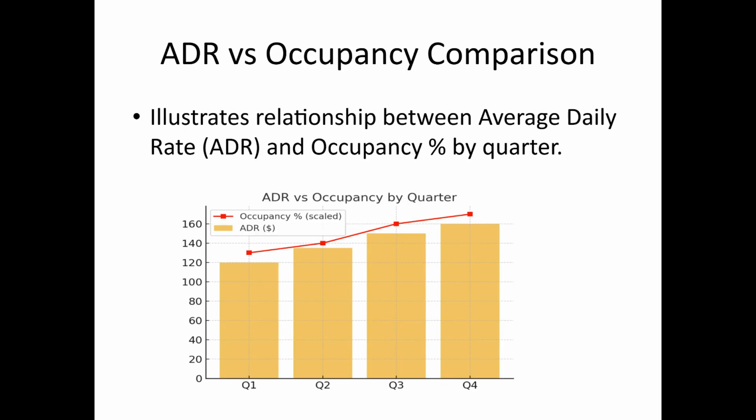See how ADR and occupancy interact. As occupancy rises, ADR can also increase if managed well. The key is balance. Pushing a rate too high can drop occupancy, while underpricing leaves revenue on the table.